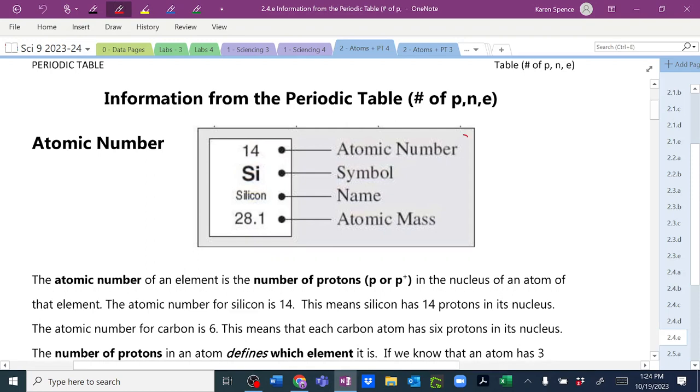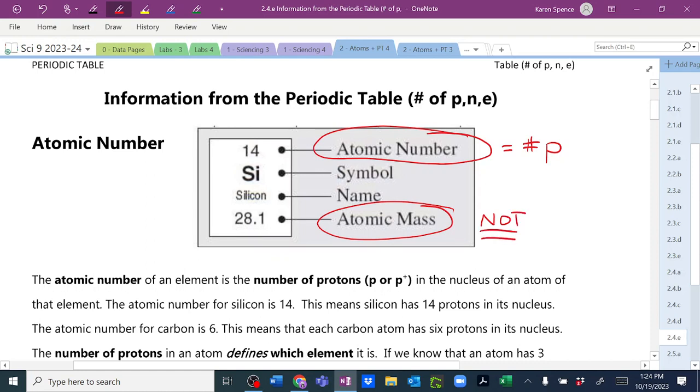You know, I hope, that the atomic number is equal to the number of protons. And you know that the atomic mass is not the mass number.